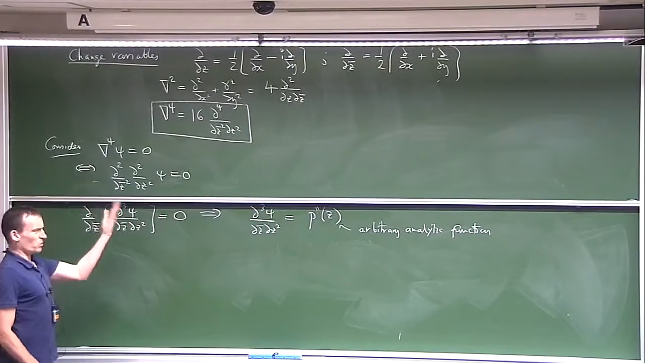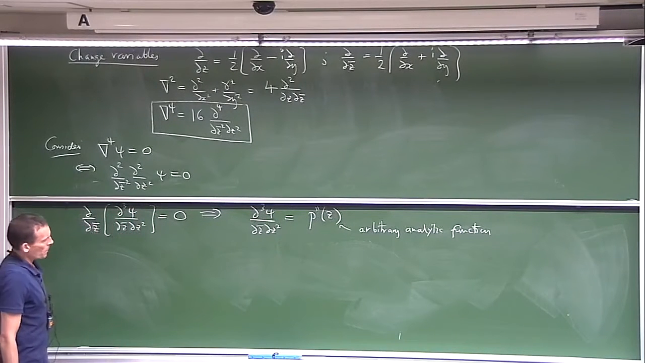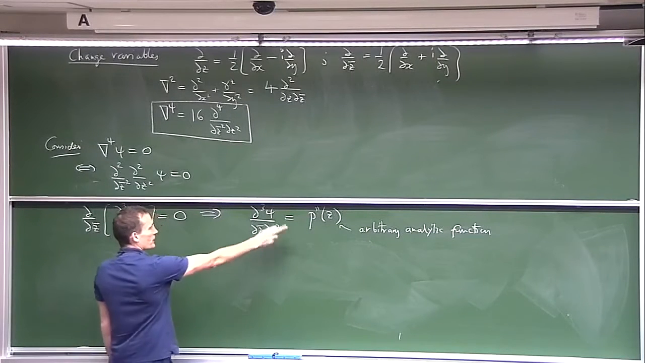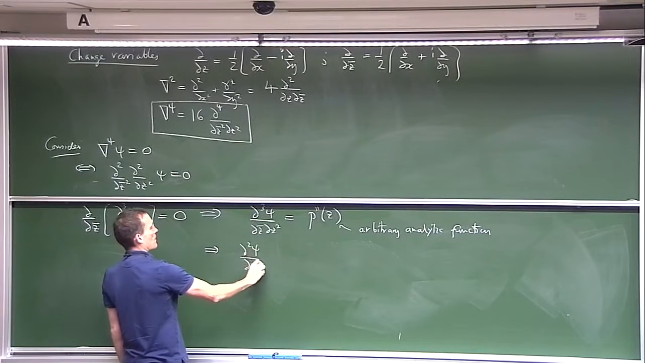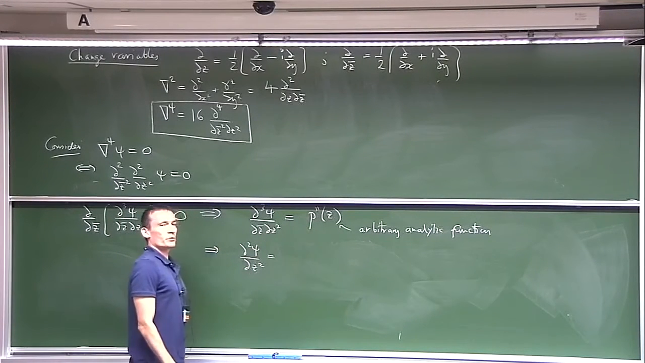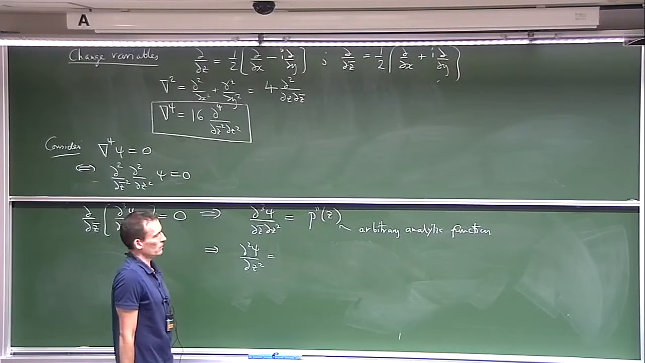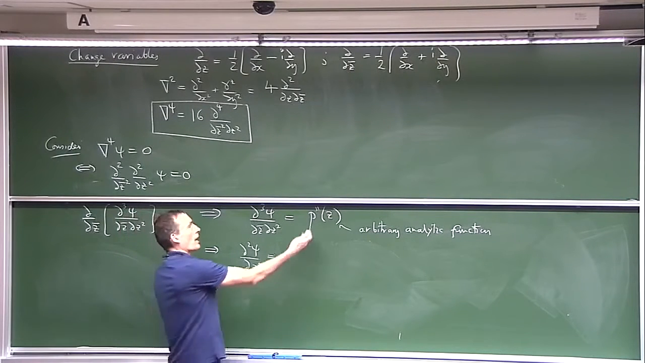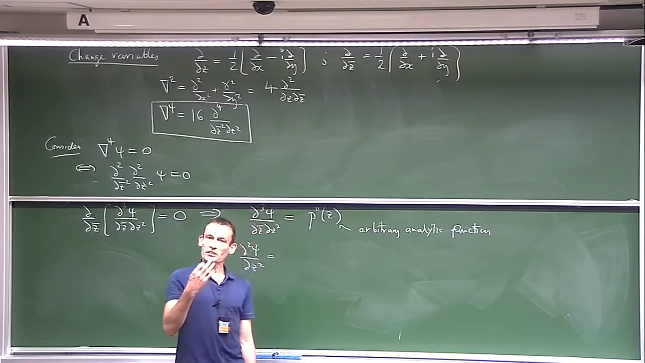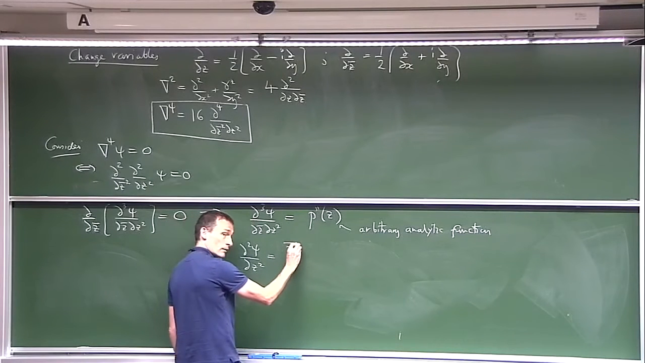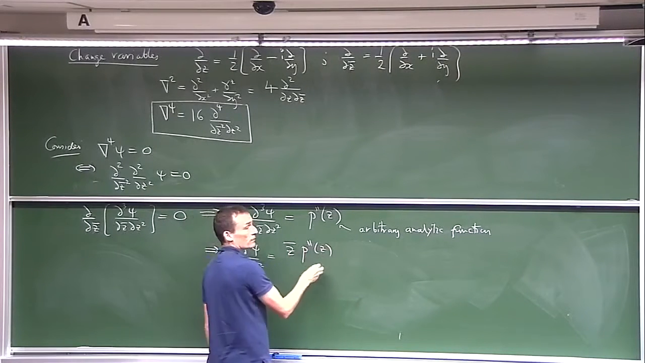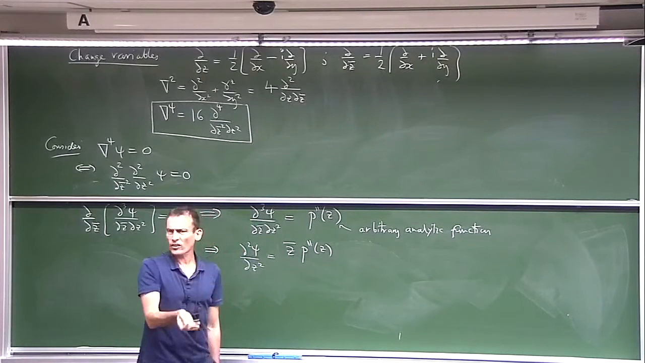I'm just calling it second derivative just for convenience. It's an arbitrary function. But you can see I can integrate this again with respect to z bar. So let's do that. What's the integral of this with respect to z bar? It's just a function of z. So as far as z bar is concerned, it's a constant. So it's z bar, p double prime of z, whatever that function is, plus another arbitrary function of z.